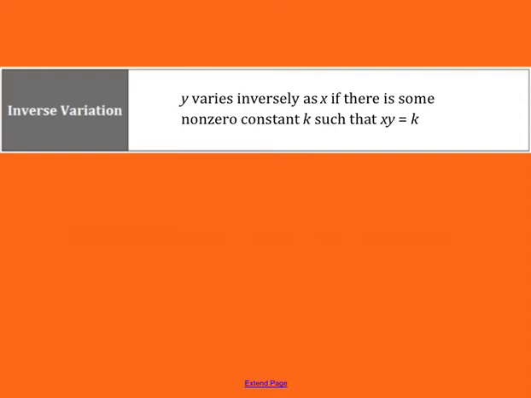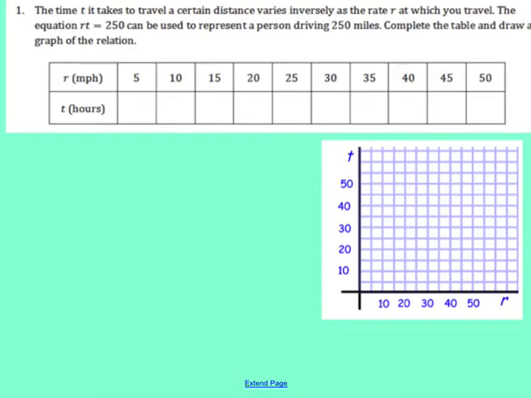So y varies inversely as x if there is some non-zero constant k such that x times y is equal to k. So k is going to kind of be like our constant that our two variables x and y are going to be equal to. So let's take a look at an example of one of these problems.